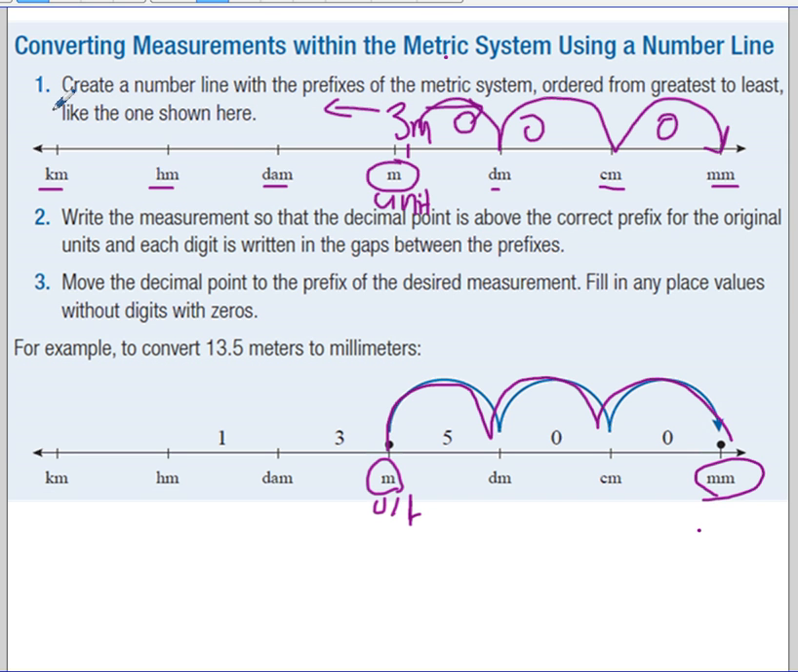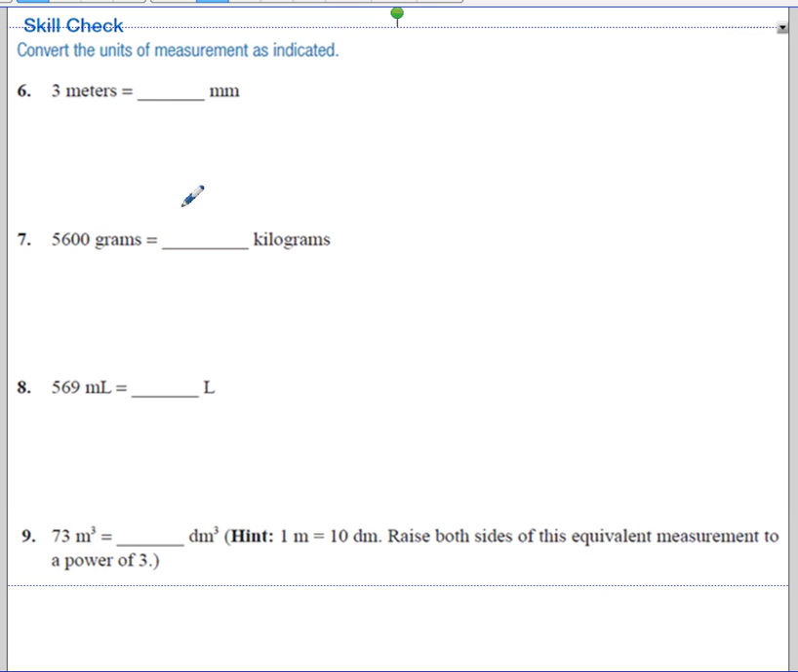And if we look all the way to the left and all the way to the right, there's only 6 places: 1, 2, 3, 4, 5, 6. So the furthest amount you can move a decimal left or right, according to our prefixes here, would be 6. So for example, if you're going from millimeters to kilometers or kilometers to millimeters, that would require 6 moves, either left or right, depending on which way you're going for your conversions.